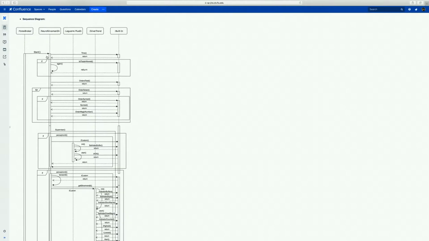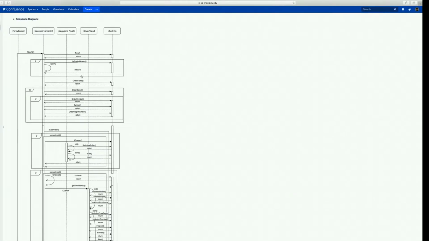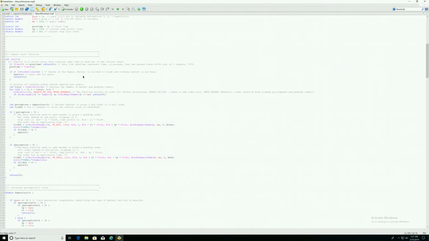There's a time function that returns. Then it asks if the trade is allowed. If it's not allowed, then you do this again function, which is really just a wait until the trade is allowed. Okay, so once we're able to trade, the first thing that we do is process all the pending orders. So we're not going to send any new orders until all the pending orders are processed. And that's what this loop is doing here. So this orders total returns a total number of the orders that are pending, and then you process each one.